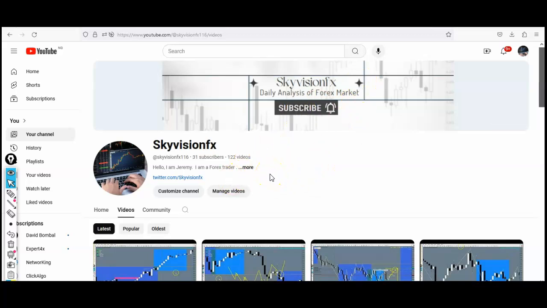For this month, I'll be looking at two major pairs, that's gold and pound AUD, pound Aussie. So welcome to go through this analysis with me, and let's see how it will turn out at the end of the month.